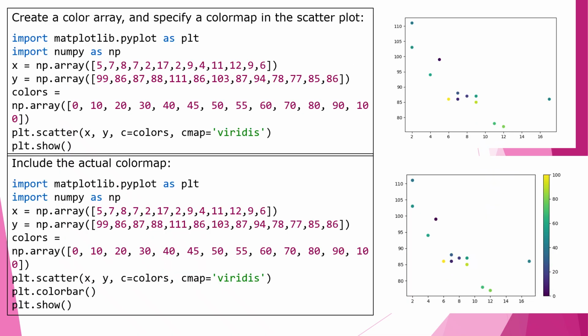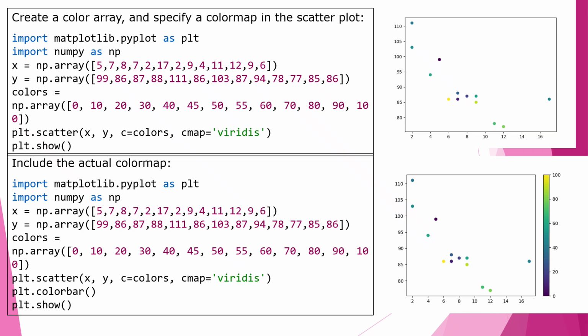Create a color array and specify a color map in scatter plot. This example demonstrates how to use a color map in a scatter plot to represent data using colors. First, the x and y values are defined and an additional array called colors is created where each value corresponds to a color intensity. The plt.scatter function is used with parameter c set to this array and cmap is set to viridis, which maps the values to a gradient of colors. This allows each data point to be displayed with a different color based on its value.